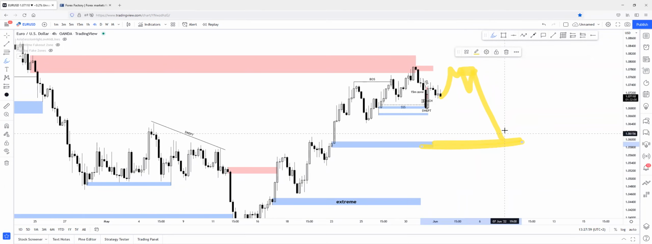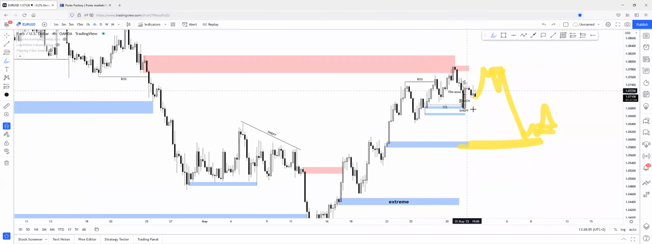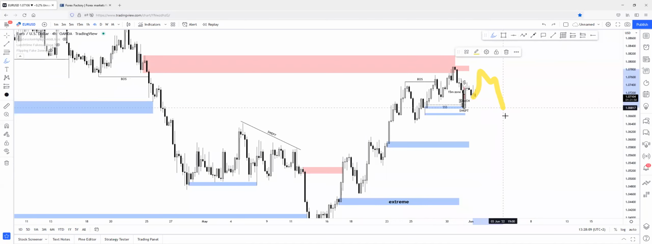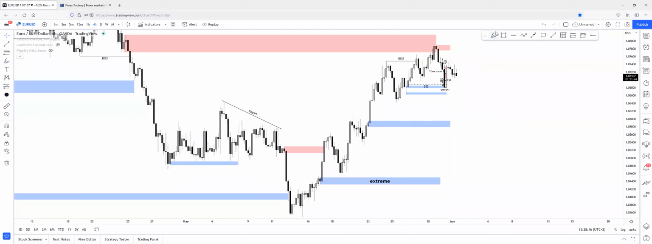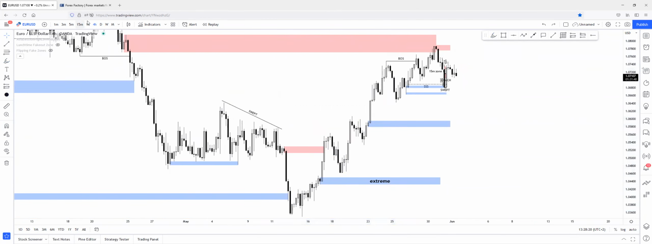And after this demand mitigation, we can expect a continuation to the upside, because price is following an extremely bullish trend, as you can see. But I see more reality that price will actually change character right here and break below this demand zone, or even break below this demand zone too, because this overall upside movement, this overall 4-hour bullish movement is just a pullback of the daily chart.